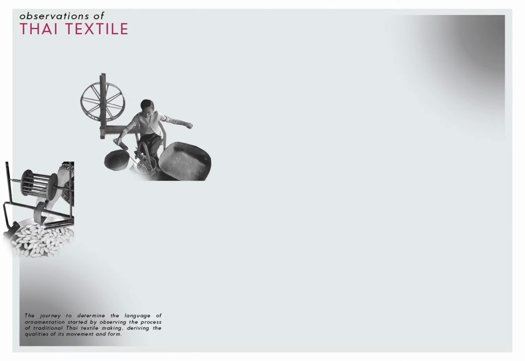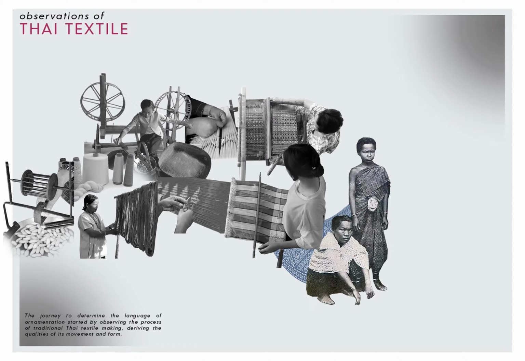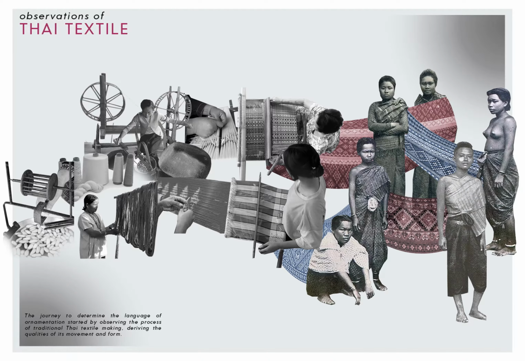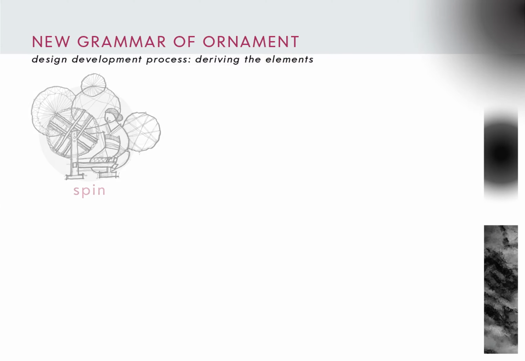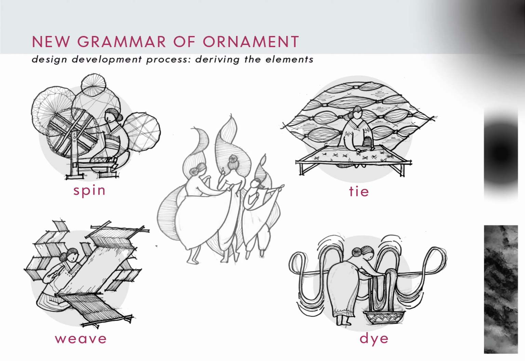The journey to determine the language of ornamentation started by observing the process of traditional Thai textile making. As seen in this collage that I have prepared, each operation is mapped out in sequence to study the morphology from fiber, yarn to fabric. Through conceptual sketches, I began to illustrate multiple elements within the textile making process, deriving the qualities of its movement and form and translating them to lines and shapes.